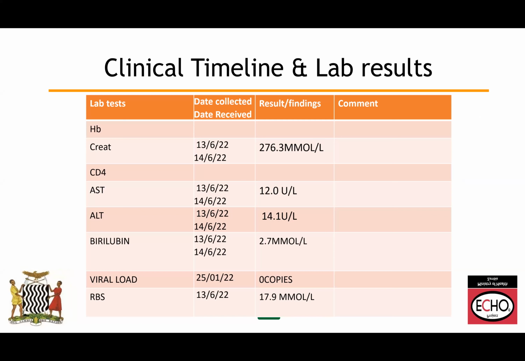On that same day, creatinine was ordered, which came out to be 276.3 micromoles per liter. AST was 12.0, ALT was 14.1, bilirubin was 2.7. Viral load, which was done on 25th January 2022, was 0 copies. RBS, done on the 13th of June 2022, was 17.9 millimoles. We can go to the next slide.